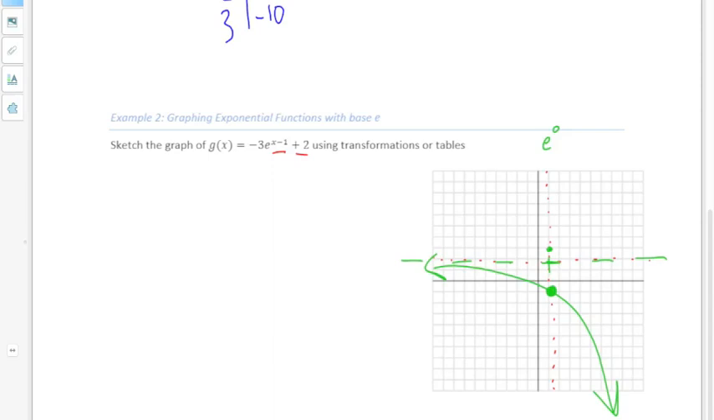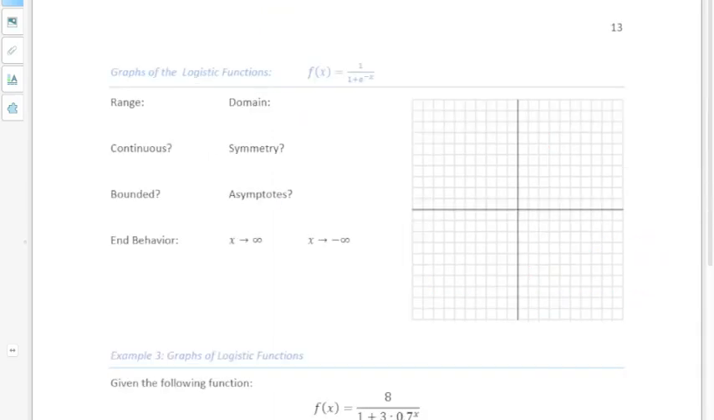Alrighty. That was fun, right? Woo! Logistic functions. They have a pretty neat little graph here.